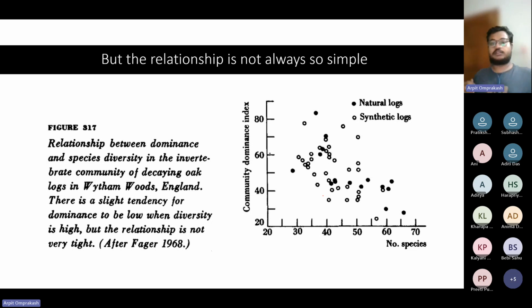When people tried this out in nature for invertebrate communities on decaying oak logs, they found that there might be a slight decrease. We can fit a line like this, but it is not very tight, because we can also have lines like this that also explain the data. The R square of this line is very low, so this relationship is not very tight.